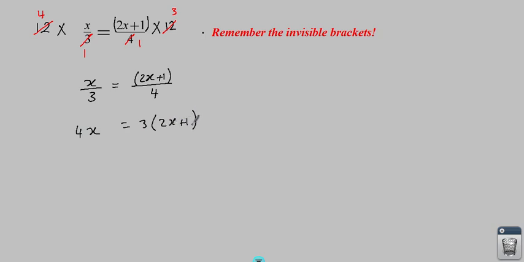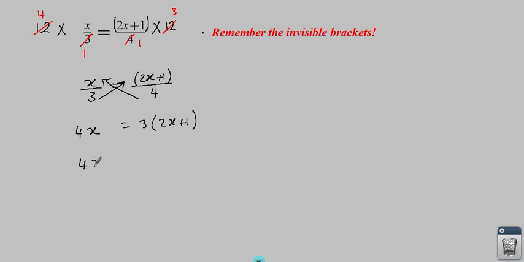So conceptually, what happened was we multiplied both sides by the lowest common multiple of the denominators, but what appeared to be happening is that it's as if we cross-multiplied. The 3 was multiplied by this bracket, and the 4 was multiplied by x. So cross-multiplication is a quick way that will allow us to solve fractional equations.